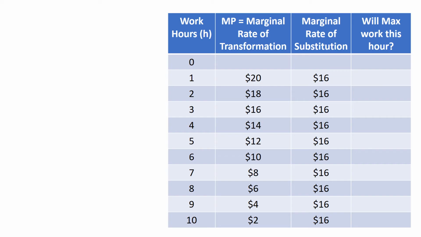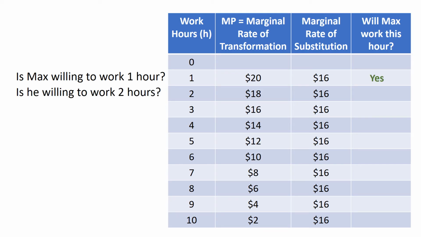Now we need to find the optimal number of work hours. So we can start by asking, would Max be willing to work 1 hour? Well, in the first hour, he makes $20, and the value of his free time is only $16, so yes. Would he be willing to work a second hour? In the second hour, he makes a little less, only $18, but it's still more than his value of free time. So yes. At 3 hours, he's only making exactly the same as his value of free time, but we say that he would work that hour.